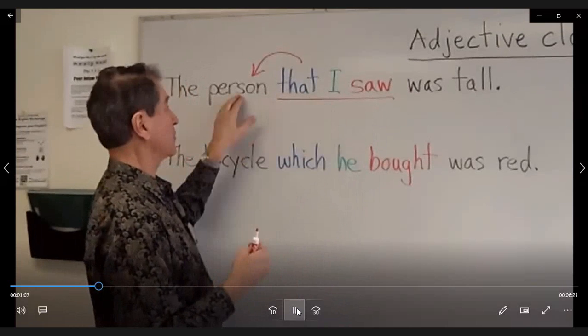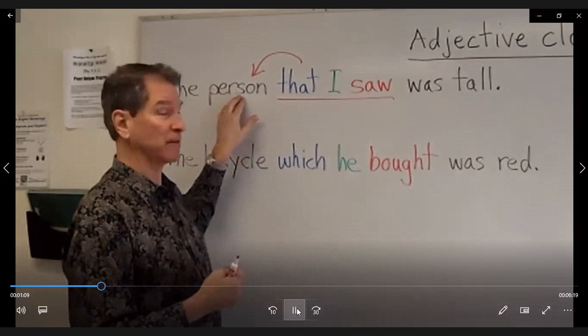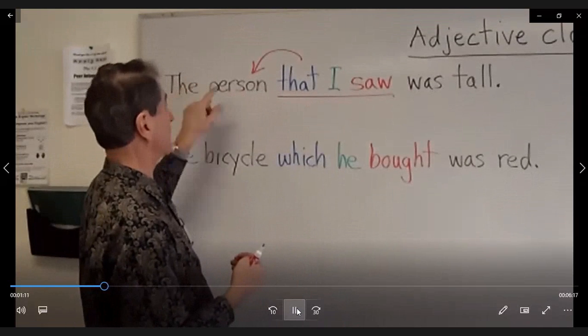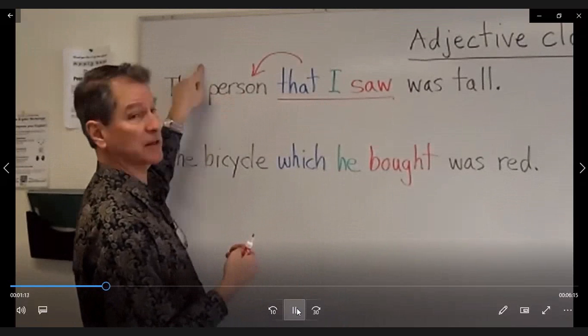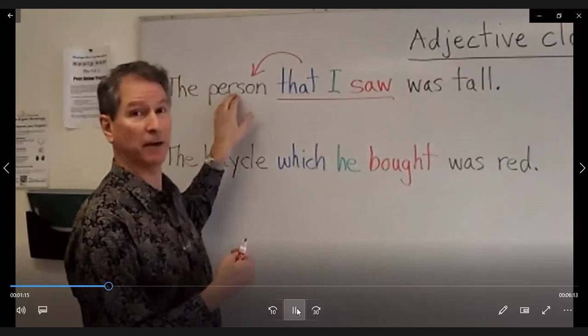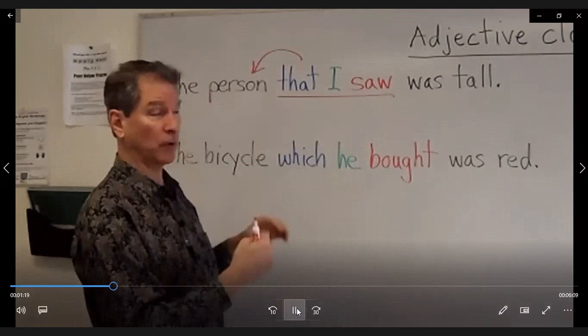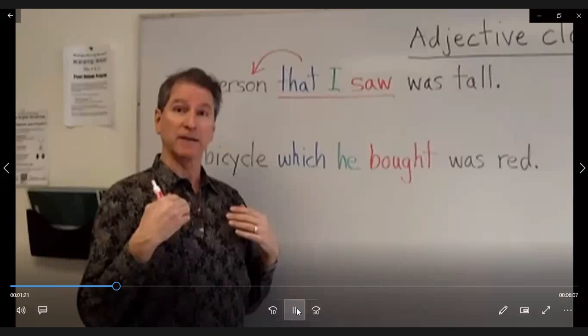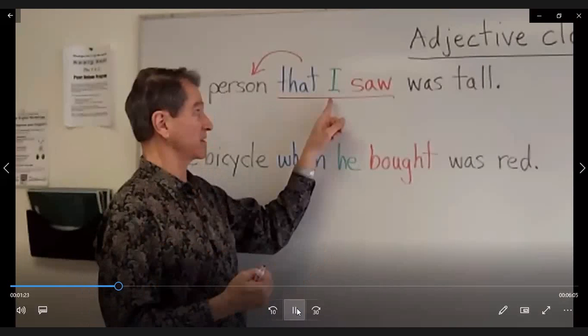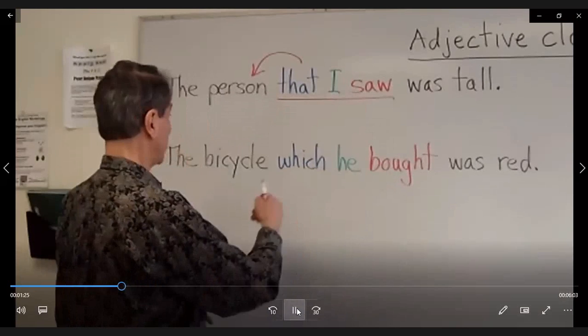And as I said before, they give more information about a person, just like an adjective does, because I could say the kind person. Kind is an adjective, that would tell you more information about a person also. Adjective clauses are always more than one word. And you know, a clause is a group of words that has a subject and a verb inside.